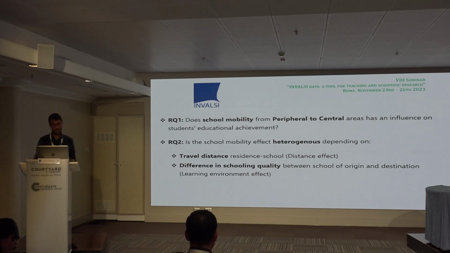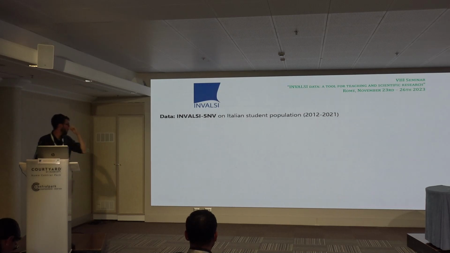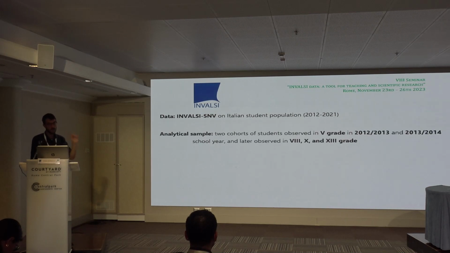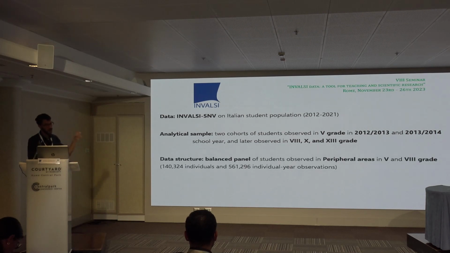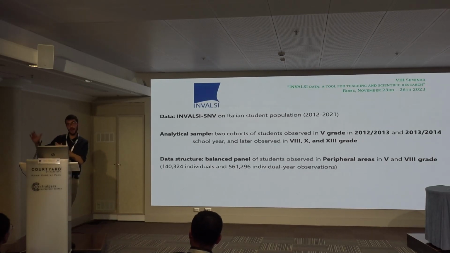So, to perform our analysis, we use data from INVALSI between 2012 and 2021. In particular, we take two cohorts, the cohorts which were observed in fifth grade in 2012-13 and 2013-14, and which are then later observed in the following grades. So we defined, in particular, a balanced panel, a panel having the complete observations of students who were observed in peripheral areas in 5th and 8th grade, and who are later on observed again in the 10th and 13th grade.